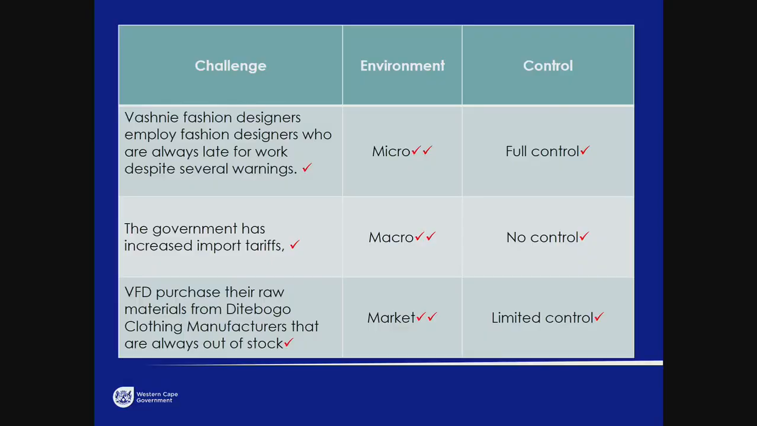Now, I've got it there. Fashion designers employ fashion designers who are always late for work despite several warnings. Now, guys, because it has to do with employees, that is under our control. That is the microenvironment, and the statement, full control. And you guys can see how the marks are allocated here.